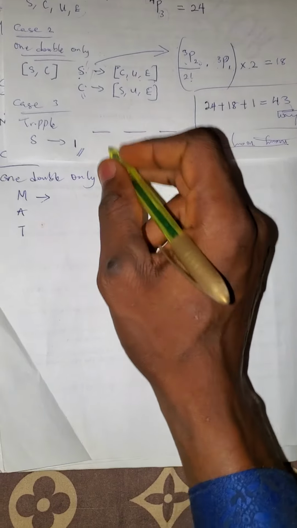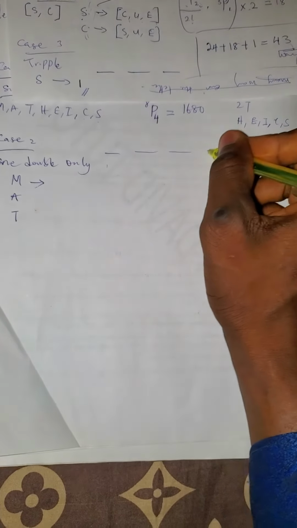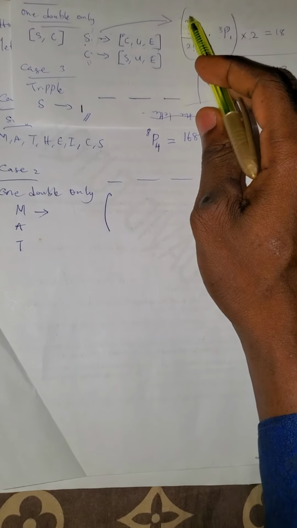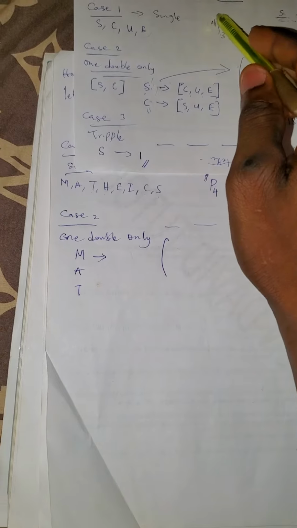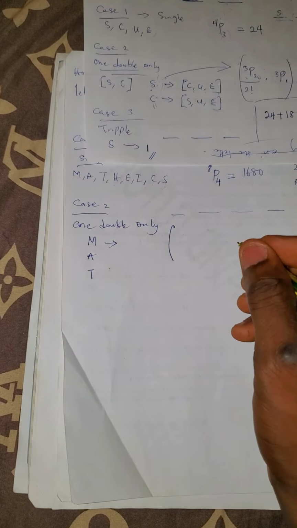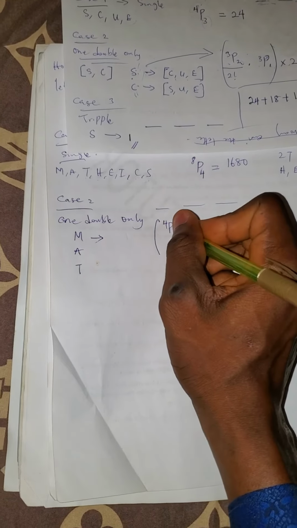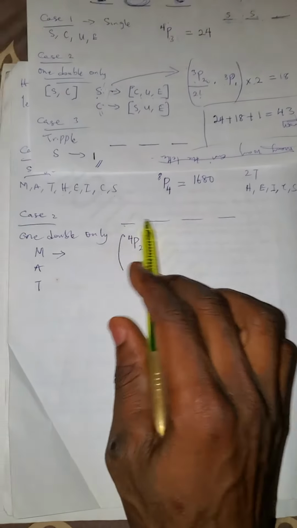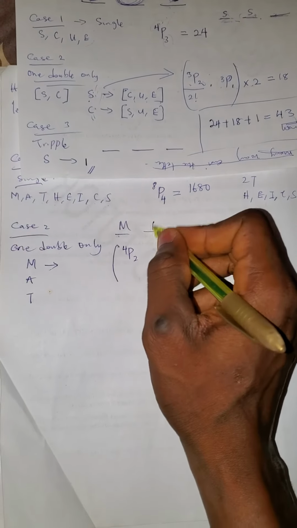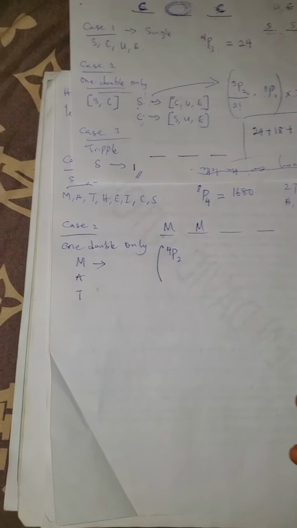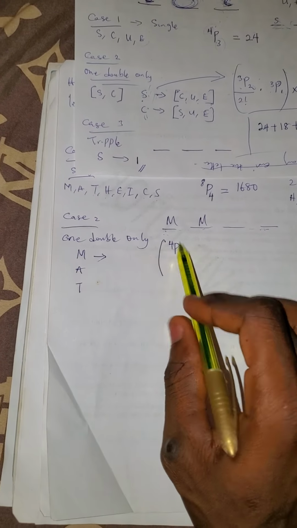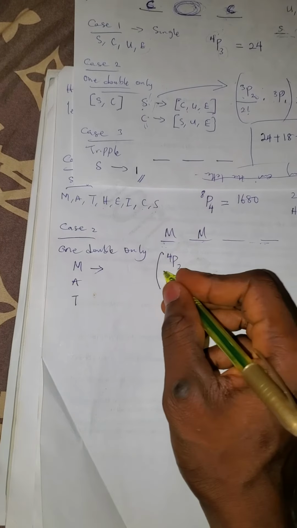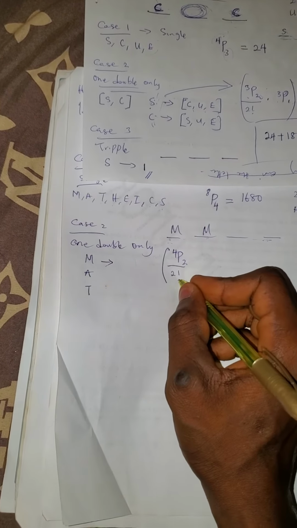So for M only here, you have to fill the 4 spaces. So this one will now be 4 permutation 2, because the space here is 4. So the double needs to be spaced. Let me say if you have M here, you have M here. Now that means the total number of spaces we have here is 4. So 4 permutation 2 because we are talking about double. So because it is double, you have over 2 factorial.